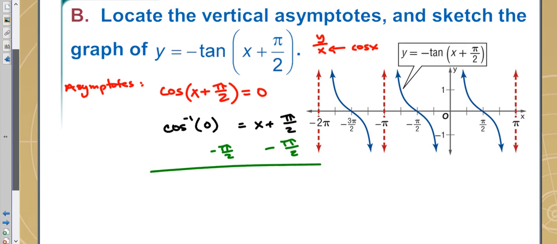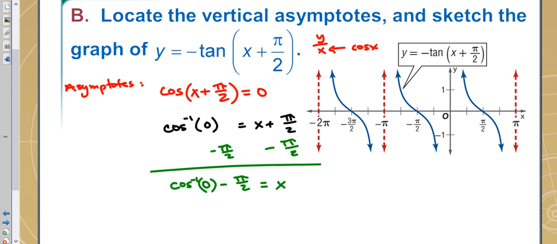And that means my asymptotes will occur at cosine inverse of 0 minus pi over 2. And I'll keep the parentheses just so we don't get confused on if it goes in or out. That will equal our x, or our vertical asymptote.